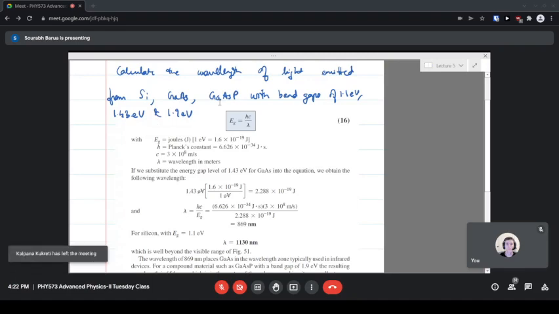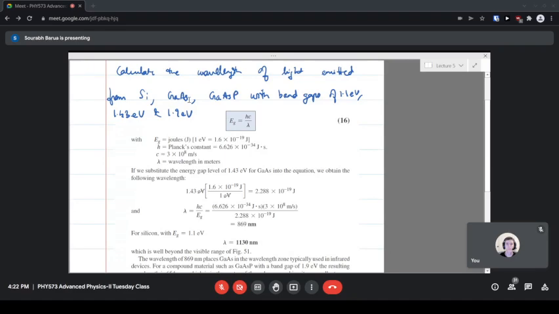So gallium arsenide phosphide is a ternary semiconductor. Ternary means it has 3 elements, whereas gallium arsenide is a binary semiconductor, because it has 2 elements. Okay, so gallium arsenide.